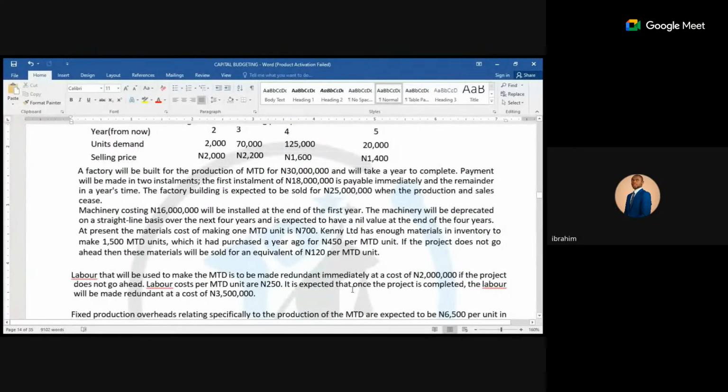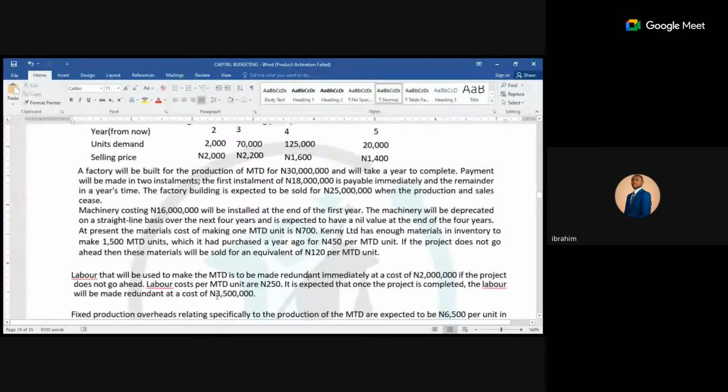Now, labor that will be used to make the MTD is to be made redundant immediately at a cost of 2 million. Right? If they want to produce the MTD, they have to pay some labor. They have to pay a redundancy fee of 2 million. The redundancy fee is relevant because it is for the project. That's the reason why they say, okay, let these people go so that we can bring in casual laborers that can just come and work. Of course, these 2 million will not just be thrown out like that.